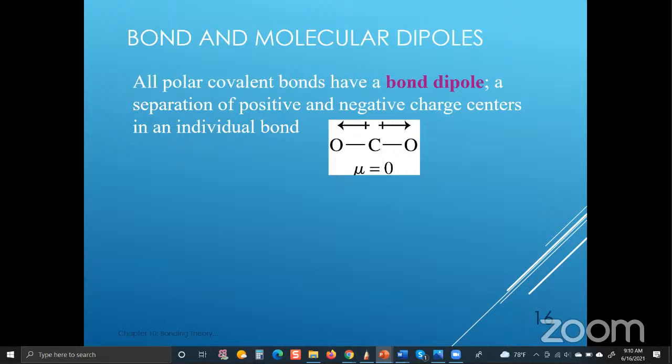Now, what we're going to look at is how we determine whether or not a molecule is polar. We know that all polar covalent bonds have a bond dipole. In other words, you can measure the dipole magnitude by using the same dipole moment formula I talked about, because, of course, you have a separation of positive and negative charge between the atoms of the bond.